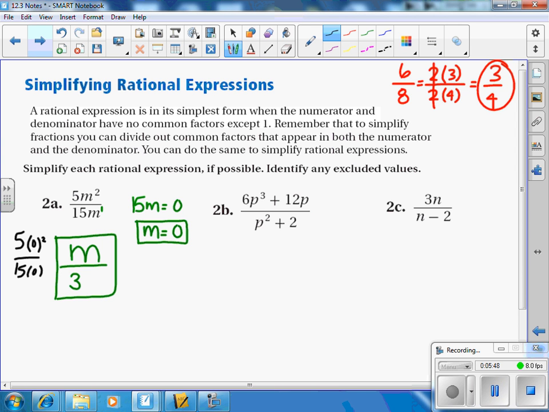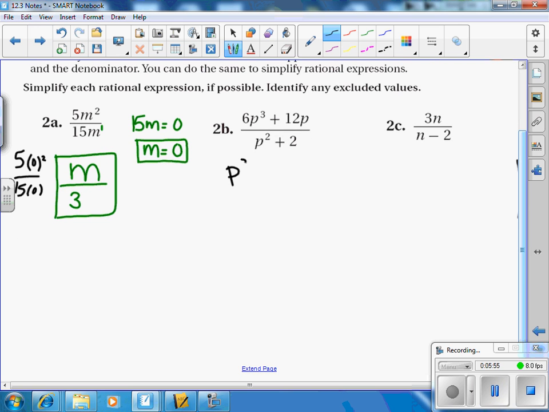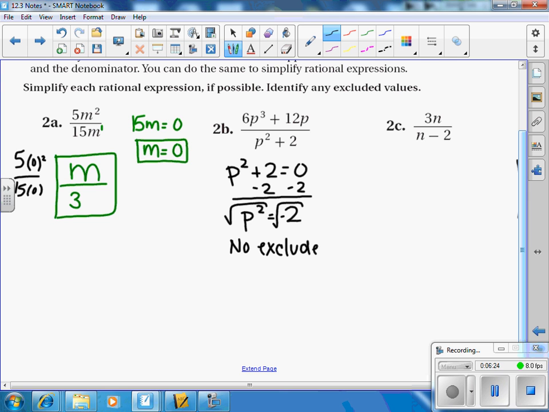So the next one, 2b, find our excluded value first. So I want to make the denominator equal to 0 and then solve. So if I have something squared like this, I can take the square root. That's the opposite of squaring. So in order to do that, I want to subtract 2 from both sides. And when I go to take the square root, we're trying to take the square root of a negative number, and that can't happen. So because of that, this means that there are no excluded values.